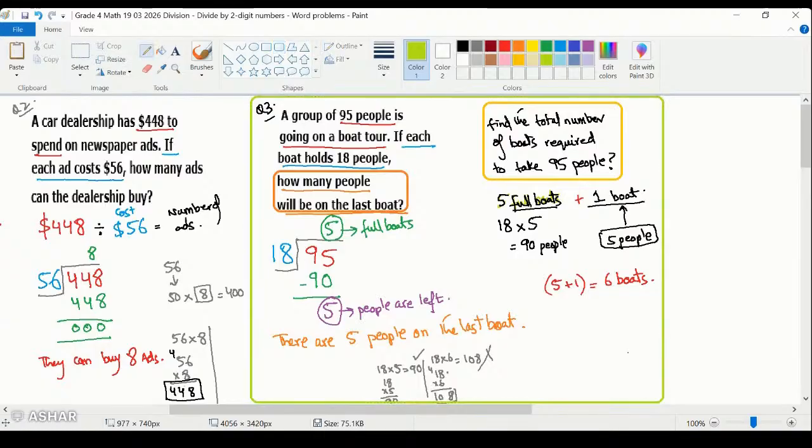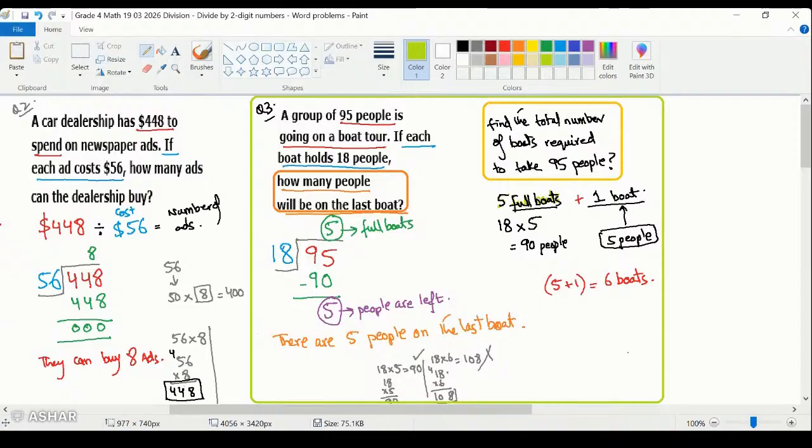No, not 6 1 upon 4. See, in 5 boats, there were 90 people, right? If 90 people sit on 5 boats, 5 people are left. Those 5 people also have to travel, right? So those 5 people will sit in another boat. You cannot have 6.5 boats, right? You cannot have 1/4 of a boat. No. See, you need to understand.